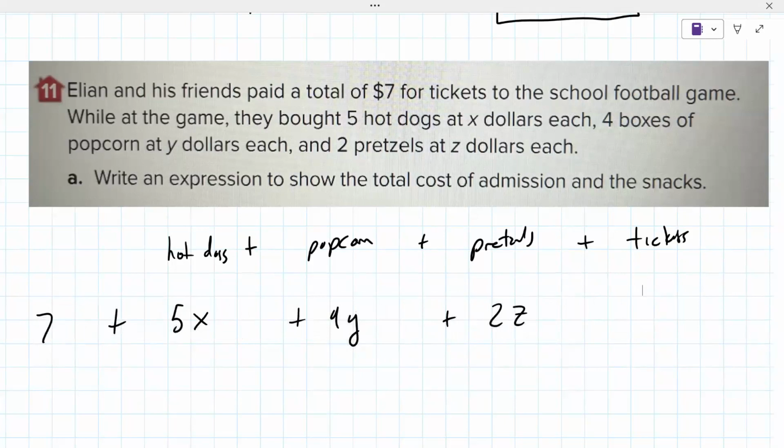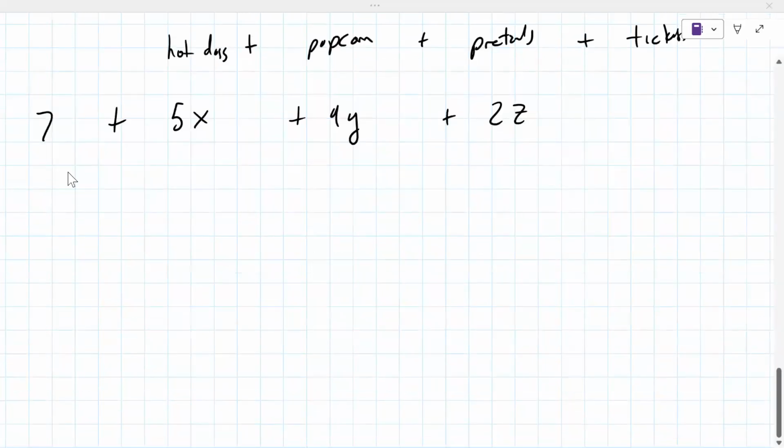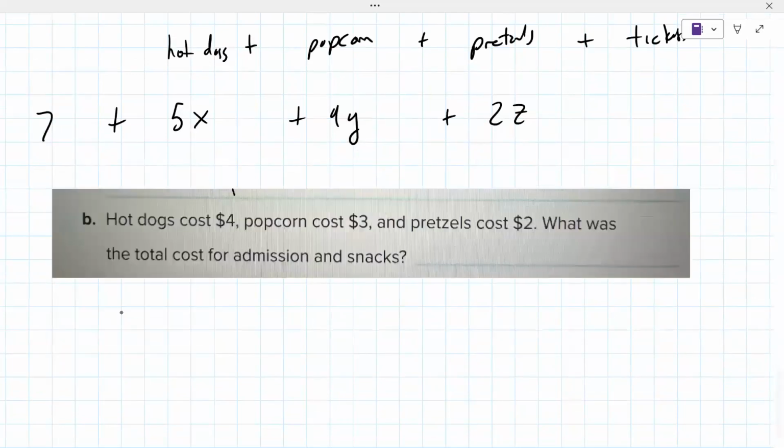That's the expression. Now, they're telling you the prices in the next part B. So they're giving you the value for X, for Y, and for Z. And you're multiplying the number times the number. So could you calculate that for us, please? Yeah.